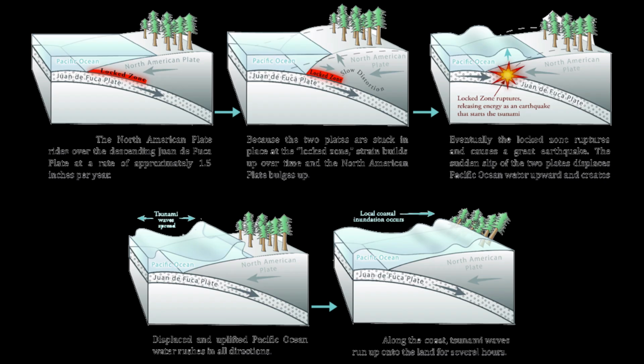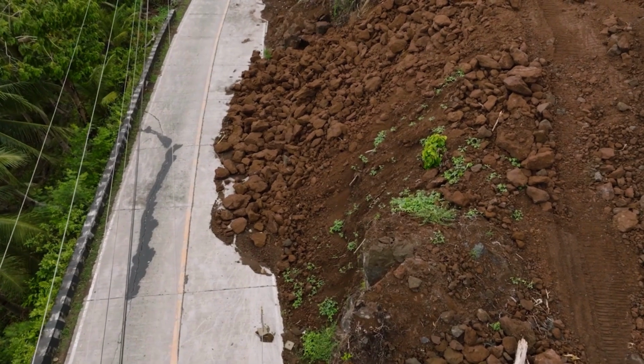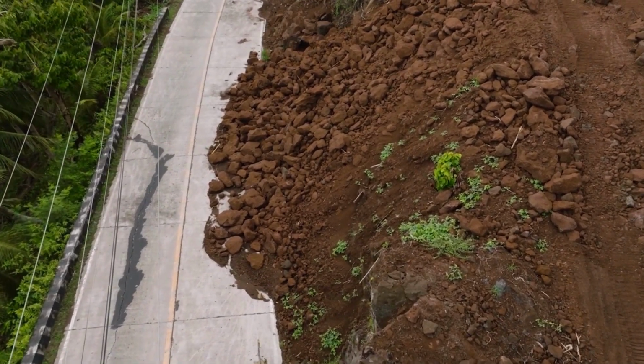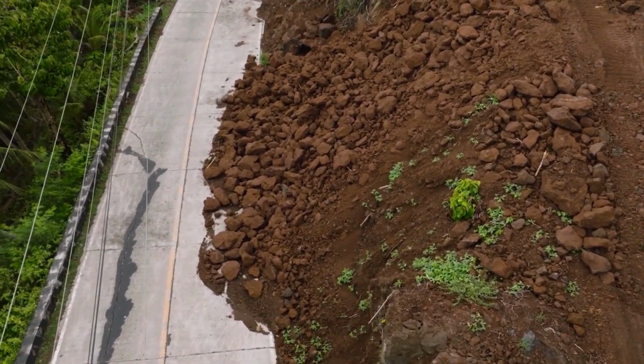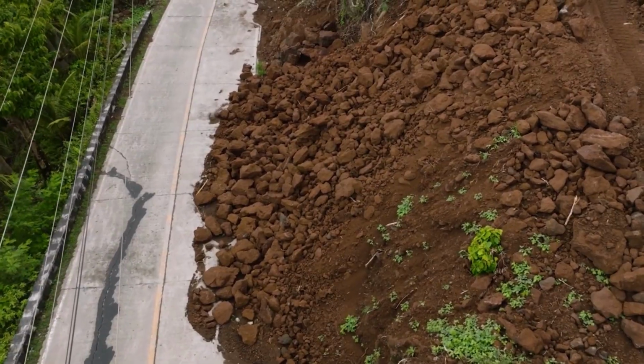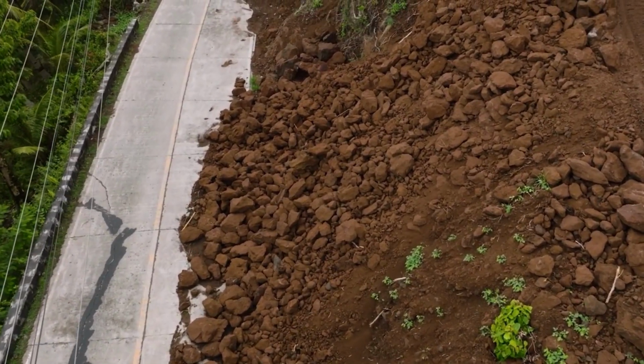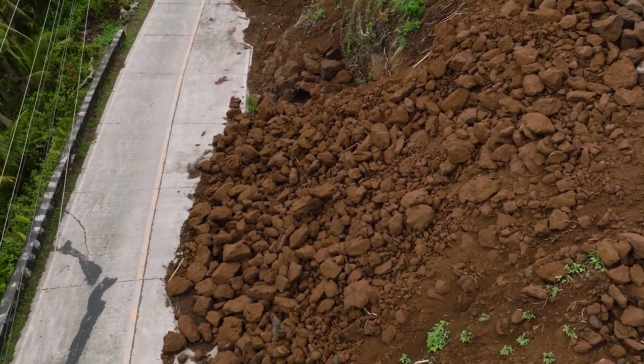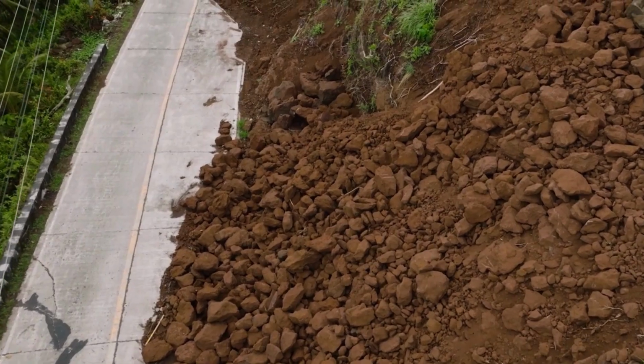On coastlines above subduction zones, rapid seafloor motion can displace vast amounts of water, generating tsunamis that travel across entire oceans. In water-saturated soils, shaking can cause liquefaction. The ground briefly behaves like a fluid, tilting buildings and breaking pipelines. On slopes, shaking can trigger landslides and rockfalls.